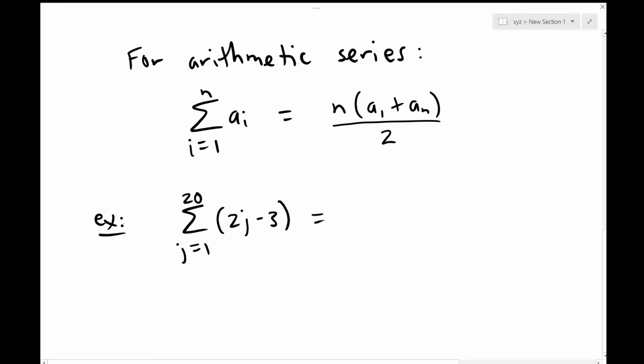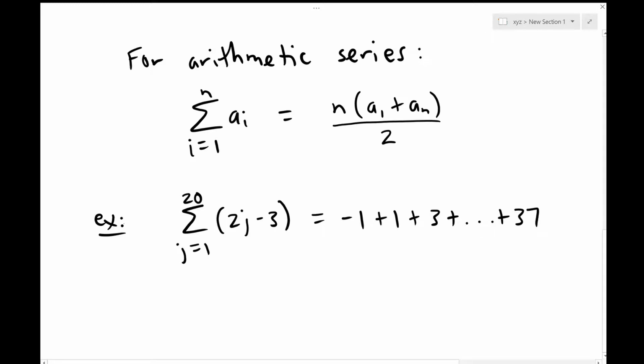In fact, if we want to, we could go ahead and list some of the terms in this series here. So when I plug in 1 for j, I would have 2 minus 3, which of course would be negative 1. When I plug in 2 for j, I would have 4 minus 3, which would be 1. If I plug in 3 for j, I have 6 minus 3, which would be 3. And so notice that the terms are increasing by 2 every time, just like we said. Now if I keep on going here, the last number that I plug in for j is 20. So if I plug that in, I'll have 40 minus 3, which is 37.